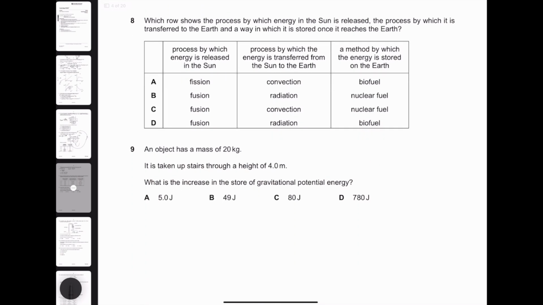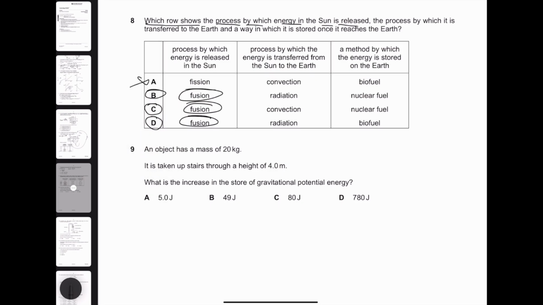Now, which row shows the process by which energy in the sun is released? We know that the sun undergoes nuclear fusion reactions. So it clearly means that our answer should be out of the rows where fusion is here, fusion is here, fusion here. So our answer should be out of B, C, or D.